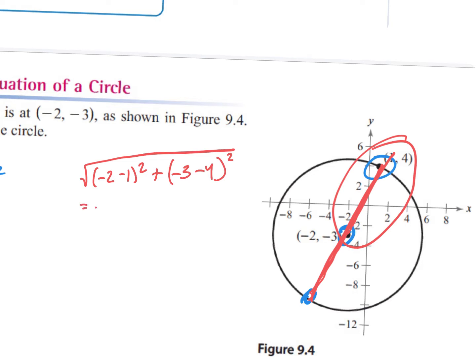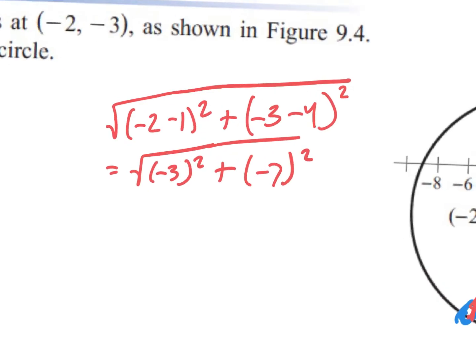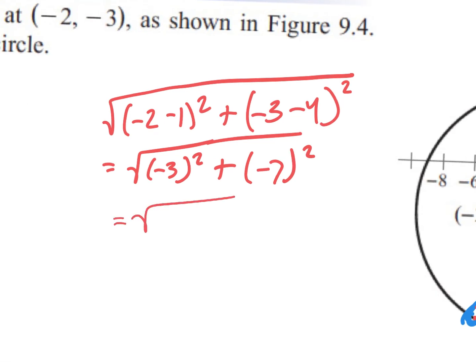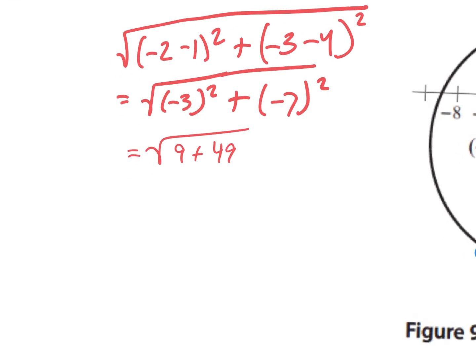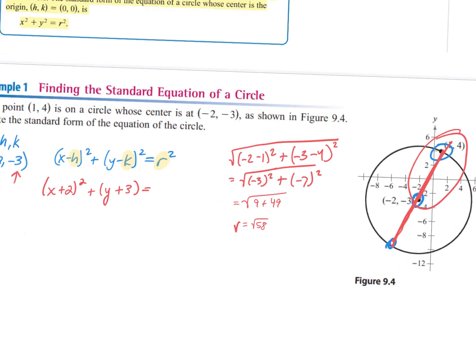So negative 2 minus 1, that's going to give me a negative 3 squared plus, what's negative 3 minus 4? Negative 7 squared. All right, so keep going. What's negative 3 squared? 9. Plus, what's negative 7 squared? 49. And then what's 9 plus 49? Square root of 58. Okay, so my radius is the square root of 58.